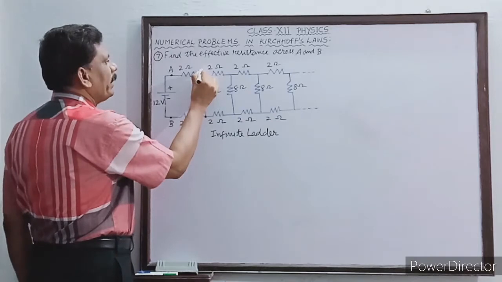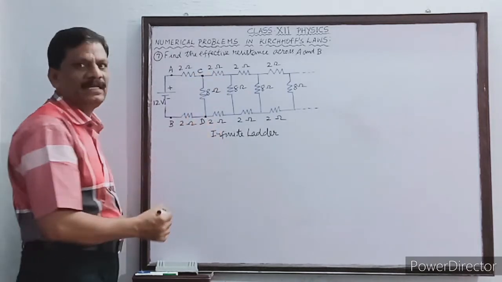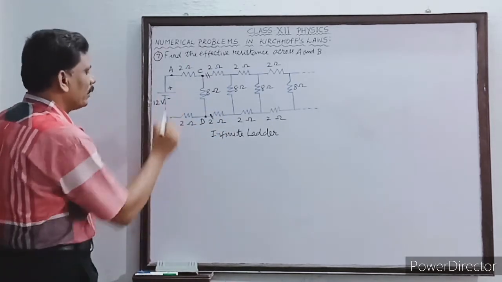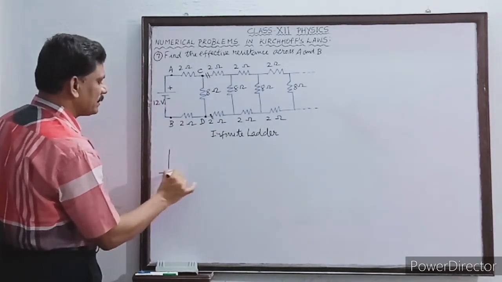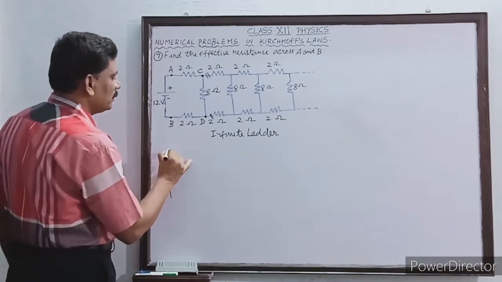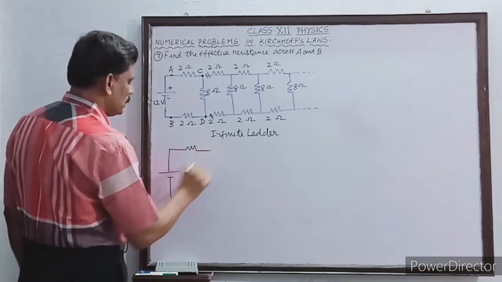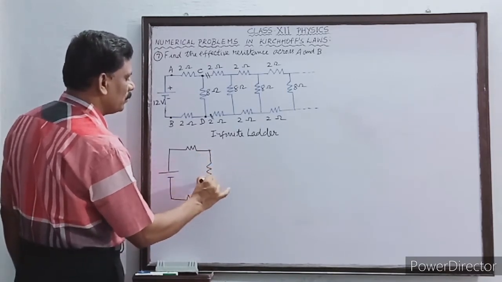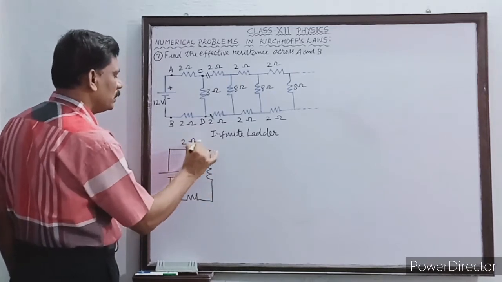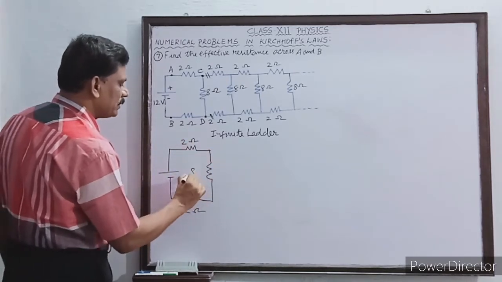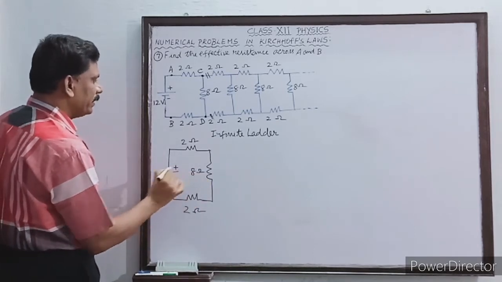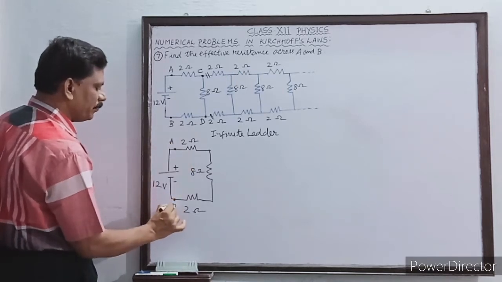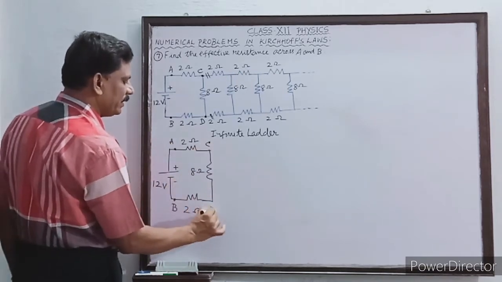So I will take this point as C and this point as D, and I will cut this infinite ladder beyond CD. So the equivalent circuit, if you draw, means this is the cell, and this is a resistance of 2 ohm, and this is another resistance of 2 ohm, and this is 8 ohm. And the EMF is what? 12 volt. This point is A and this point is B. This point is C and D.